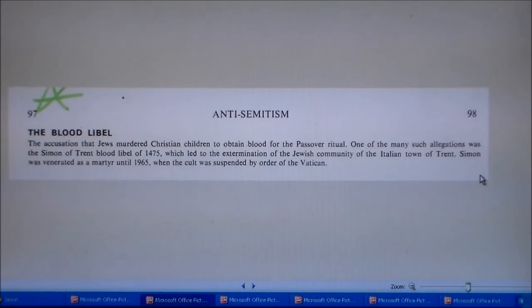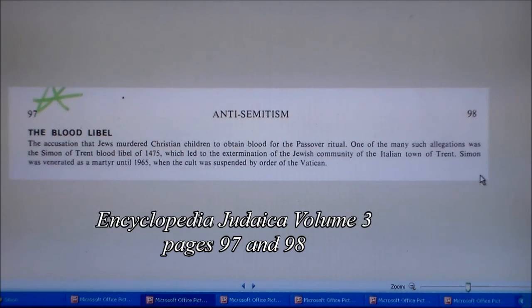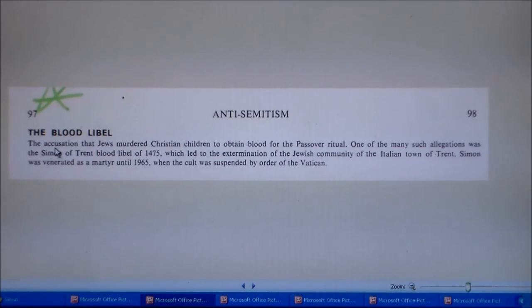Now we're going to pages 97 and 98, the top of those pages. Volume 3 of Encyclopedia Judaica under the title of Anti-Semitism. Let's look at it right here. The blood libel. The accusation that Jews murdered Christian children to obtain blood for the Passover ritual. This is good right here. One of the many such allegations was the Simon of Trent blood libel of 1475, which led to the extermination of the Jewish community of the Italian town of Trent. Simon was venerated as a martyr until 1965, when the cult was suspended by order of the Vatican. I'll point that out. One of the many such allegations.